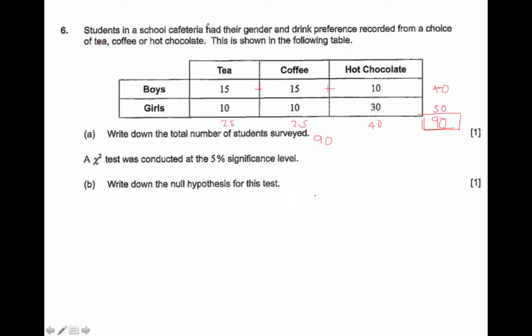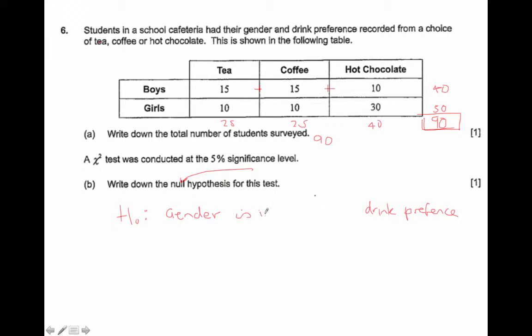Chi-squared test conducted at the 5% significance level. Write down the null hypothesis. So null hypothesis, H0, null, nada. There is nothing going on. They are independent of each other. One does not have a preference. One does not sway the other. So here we're going to look at the two variables: gender, and we're comparing it with drinks preference. If ever you're writing a null hypothesis, you need to include the two variables. And if it is the null hypothesis, it means that they are independent of each other.